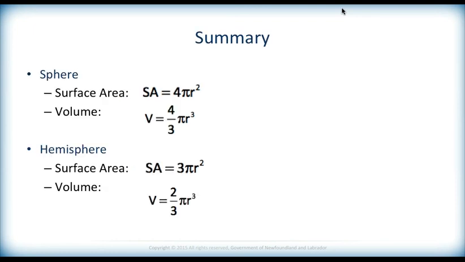Now, in summary, the formulas for a sphere and a hemisphere are given. Surface area of a sphere is 4 pi r squared. Volume of a sphere is 4/3 pi r cubed. Again, a hemisphere is half of your sphere, so the surface area is 3 pi r squared. The volume is equal to 2/3 pi r cubed. In the next section, we will look at some examples of composite objects involving a sphere and a hemisphere.